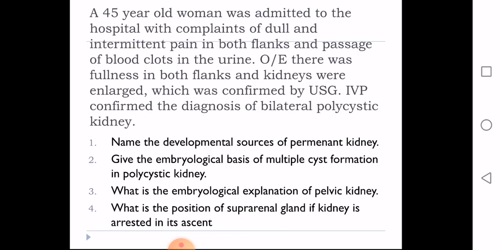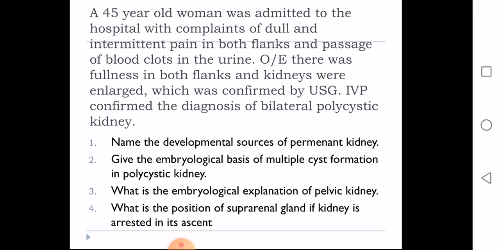So let's come back to the first question. A 45-year-old woman with intermittent pain in both flanks and passage of blood clots in the urine, that is hematuria. You examined the patient and saw that there was fullness in both the flanks and the kidneys were enlarged. You confirmed this with a USG. You did an IVP and this confirmed your diagnosis of bilateral polycystic kidney disease.